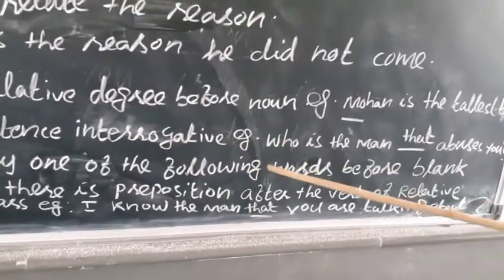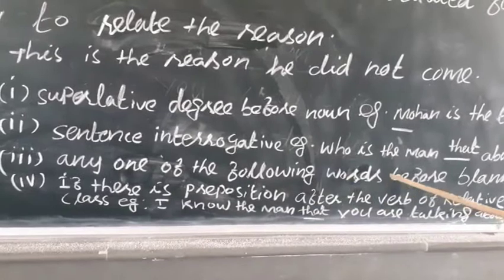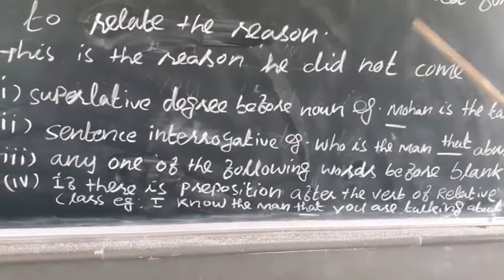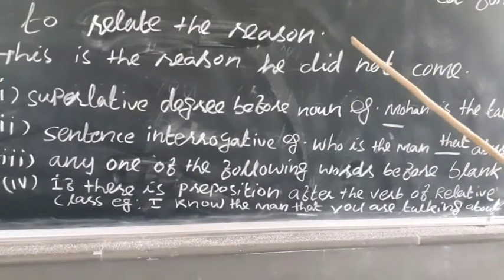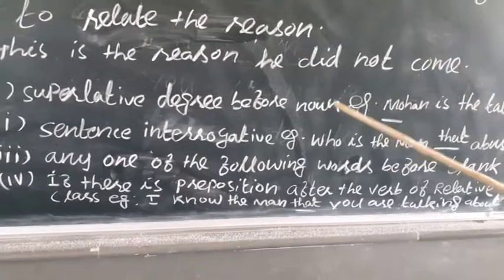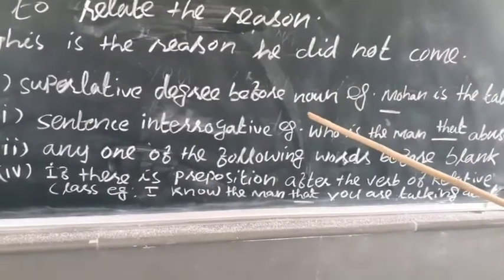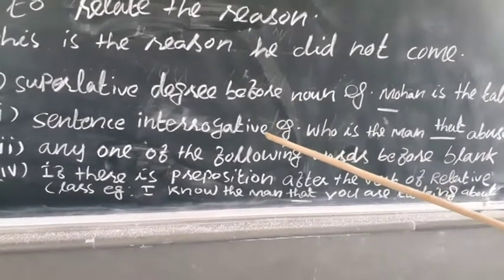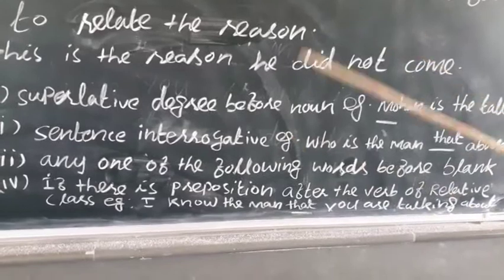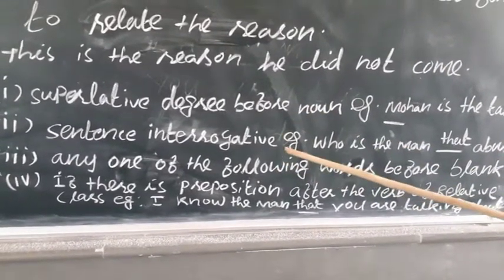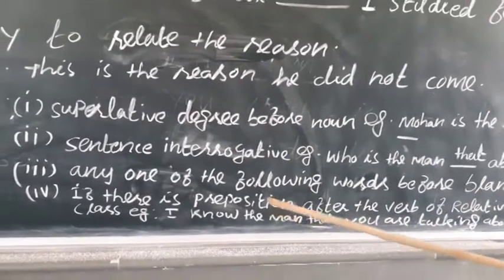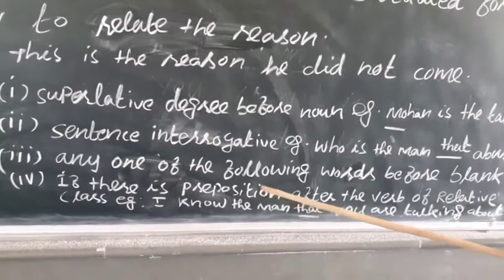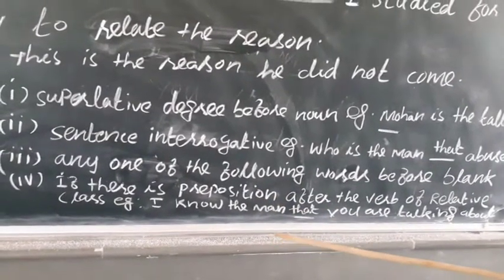Okay, that is interrogative. Next, you have any one of the following words before the blank space. What are the words? Only, any, same, all, nothing, no one, nobody, anybody, anything, none, little, etc. So example, all that glitters is not gold. If any one of these words comes before the blank space, you have to use that. And the fourth one is, if there are person plus thing or person plus animal before the blank space. Example, the man and the dog you see live next door.